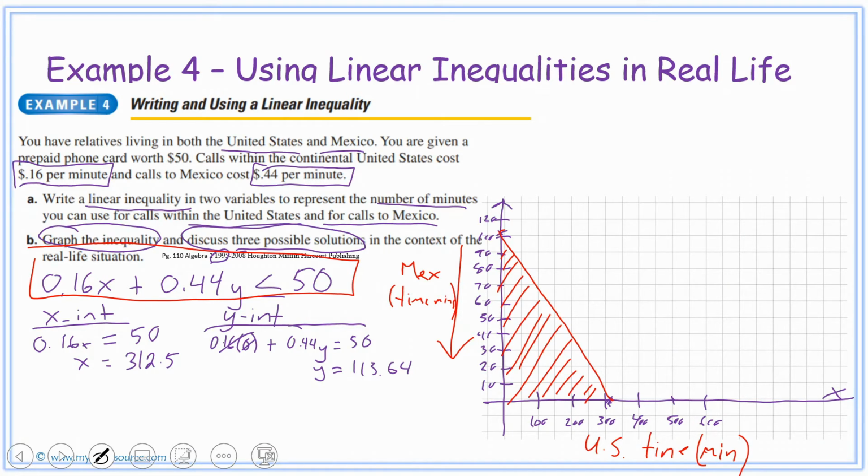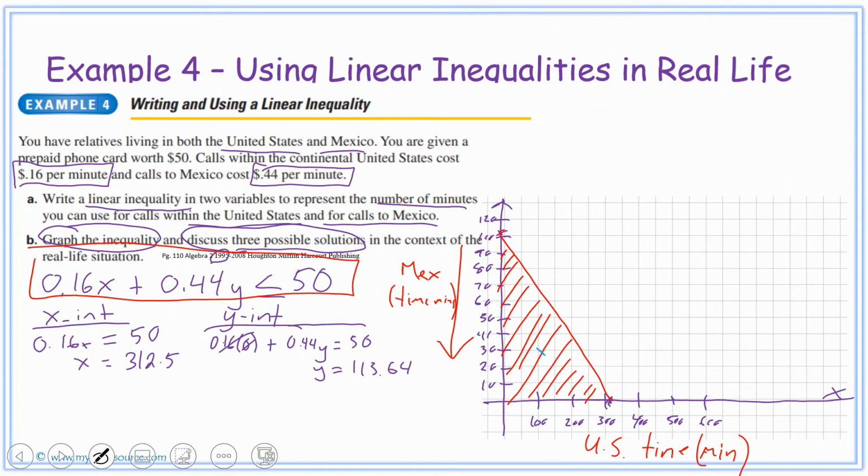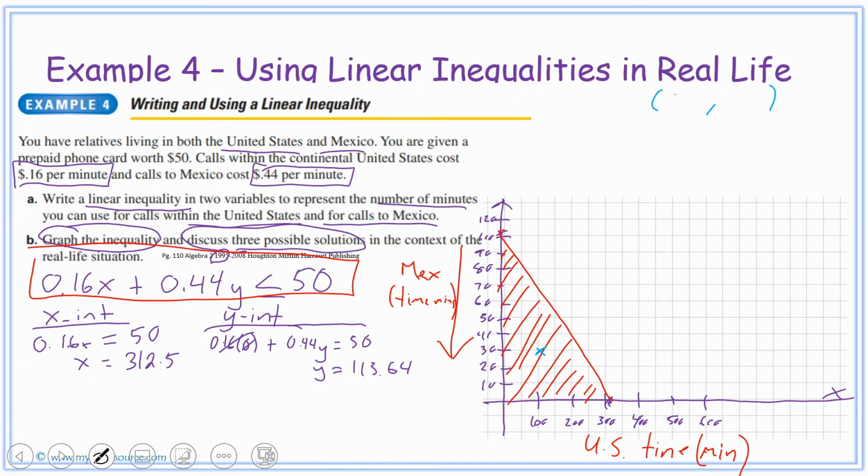Okay, so if I choose a random point in there, let's say I choose an easy point that can be found, right? So that's my x value there. I write it up here. My x, I have 100 for my x and 30 for my y. That means if I spent 100 US minutes and 30 Mexico minutes, I will still have money left over, right? Because it's in that region.